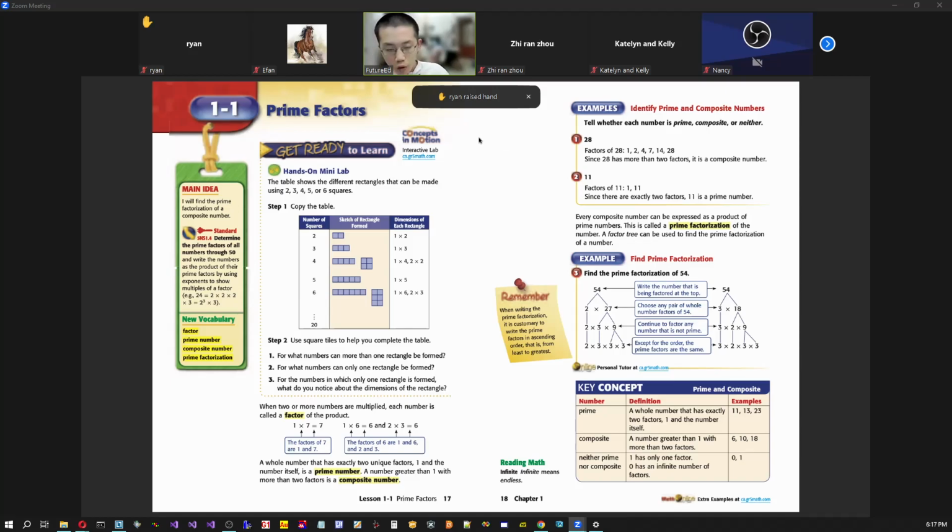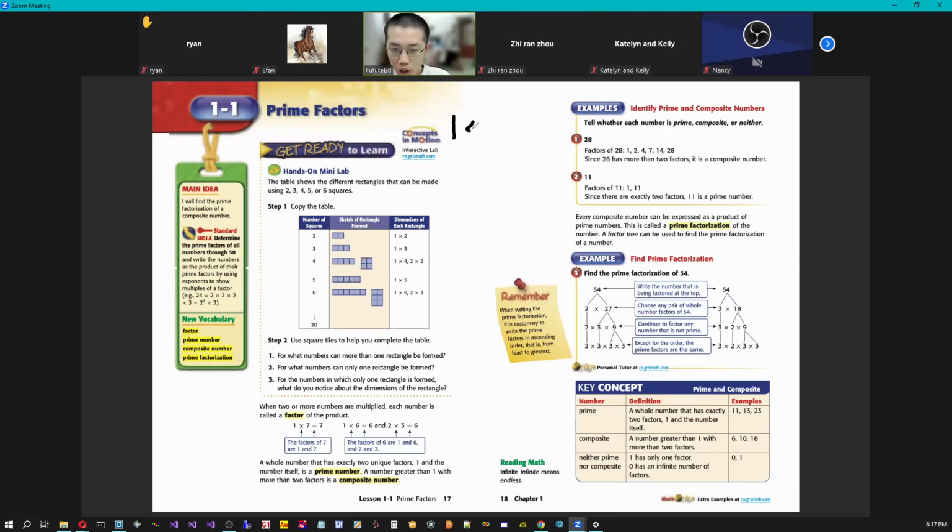So let's make a number line over here. Let's start with 1, okay? I think one of the most confusing parts about prime numbers is asking whether 1 itself is a prime or a composite. So I'm going to list a table here. We have prime on one side and composite on the other.